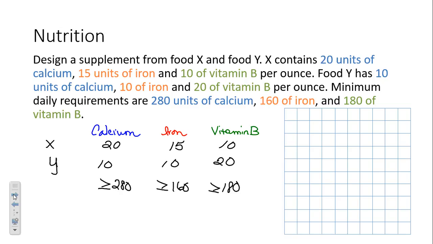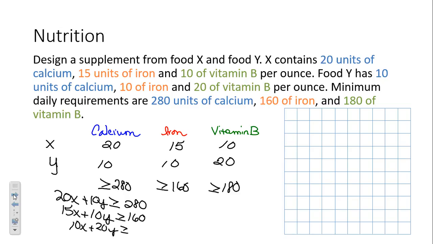When you have it in a table format, do you think you can figure out how to set up your equations now? Or your inequalities? Times what? X plus 10 times Y has to be bigger than or equal to 280, right? That's our calcium equation. What's our iron equation going to say? And then finally, vitamin B, and 180, right?